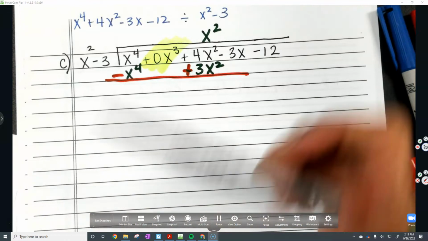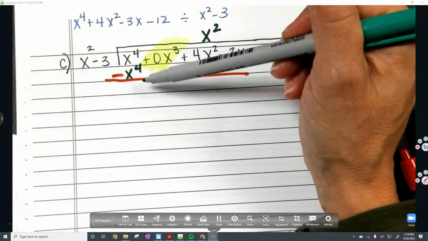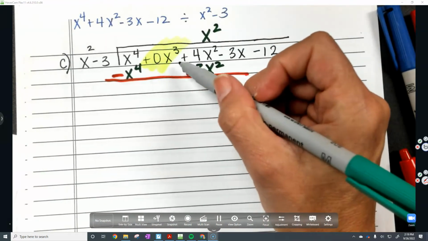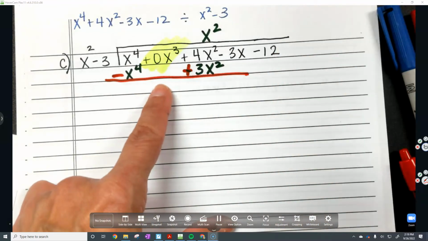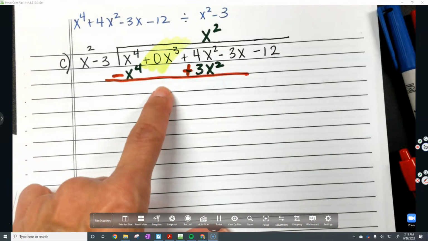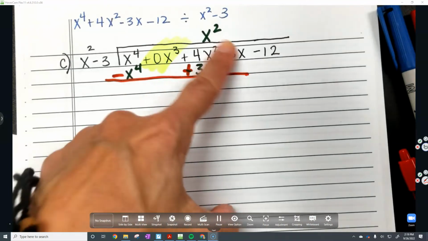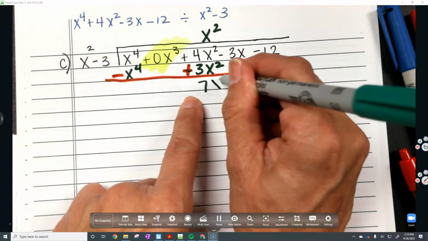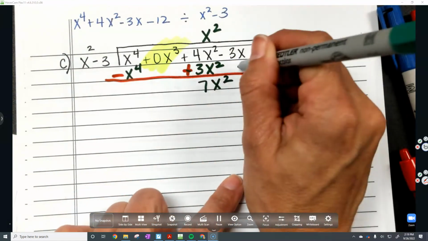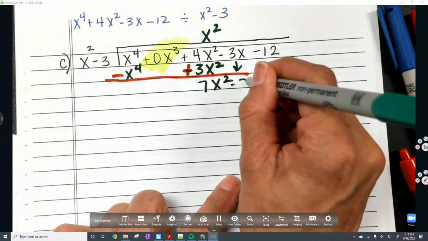All right, guys. So those fourth terms cancel out. Y'all, this 0x to the third, I did need a placeholder for it. There's nothing to combine it with, so that goes away too. But not these quadratics. These combine to a total of 7x squared. Bring down your next term, which is the negative 3x.